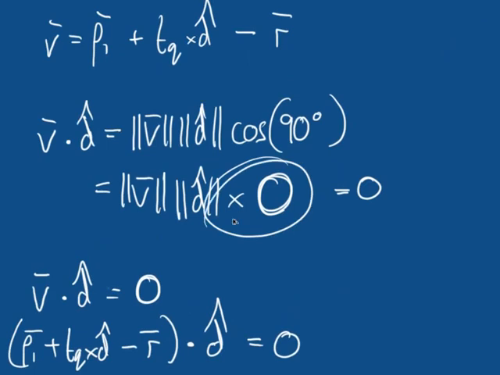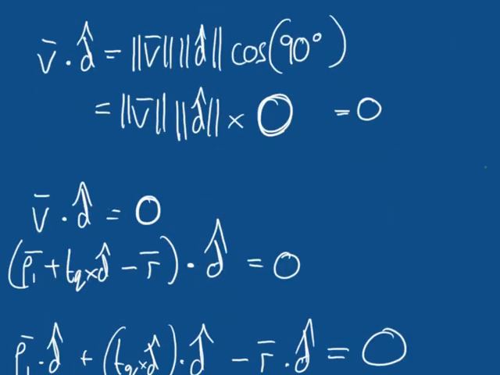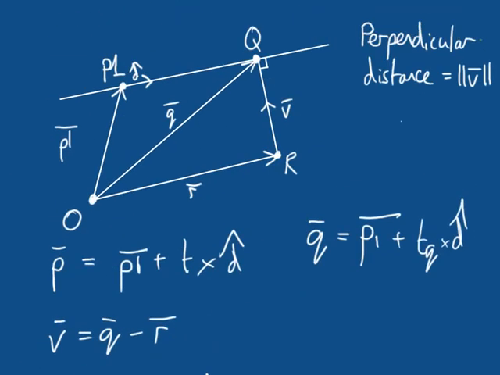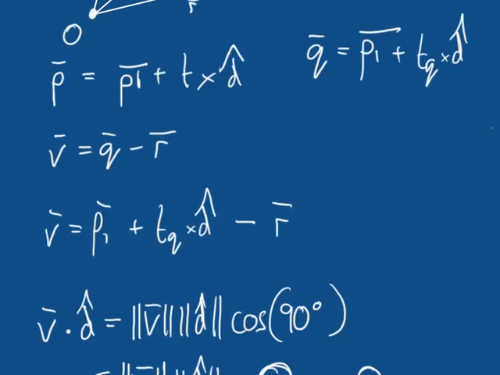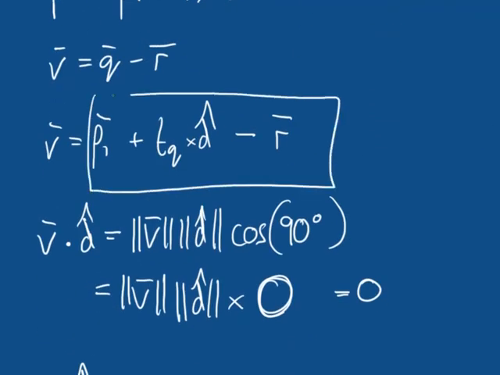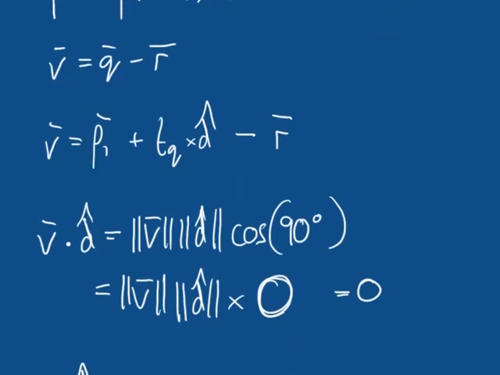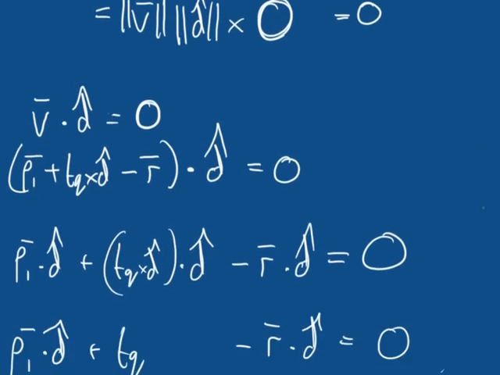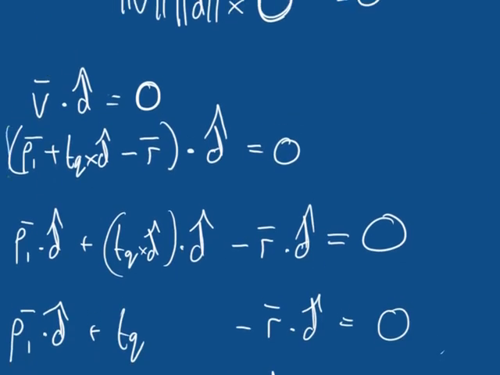Therefore, if we multiply anything by 0, we get 0, which told us that if we took V and dotted it with D, that would give us 0 as a result, because we know that V and D are perpendicular to each other. So if we took this equation, which we know is equal to V, and dotted that with D, that too would be equal to 0. And that's exactly what we did here. We took the equation that's equal to V, dotted that with D, and that is equal to 0.